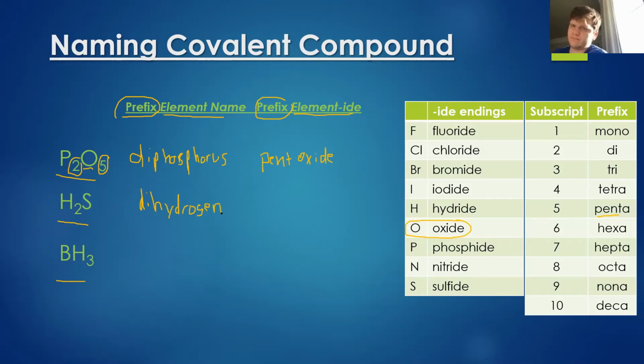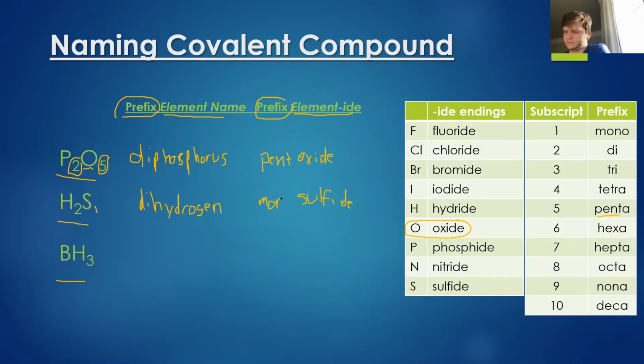Almost. Sulfide, yes, but you need a prefix. What's the prefix? How many? Monosulfide. Monosulfide, yes. Since there is no number after it, it's just one, exactly. So when you don't see a number, you just assume it's a 1. So since there's 1, we're going to write monosulfide.